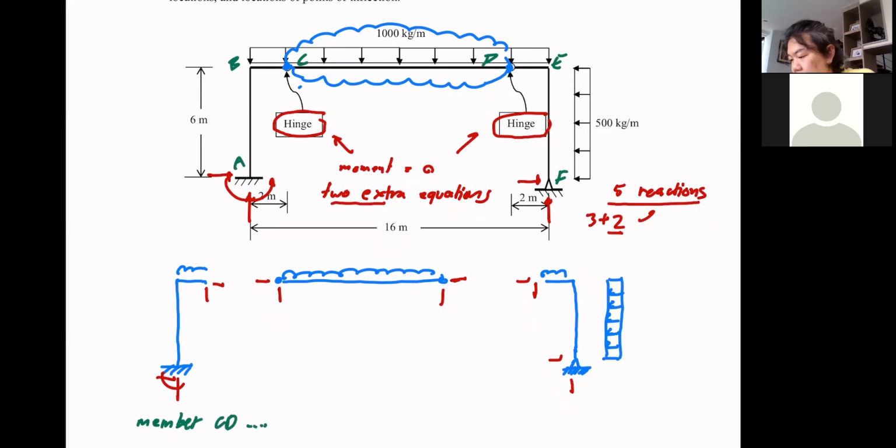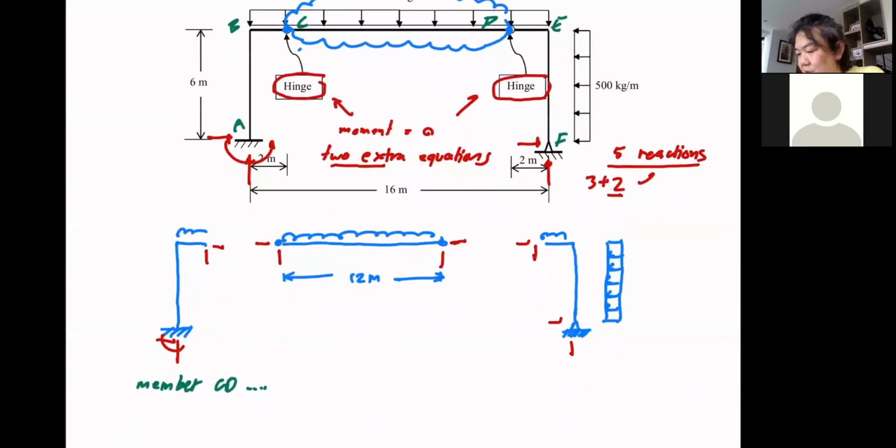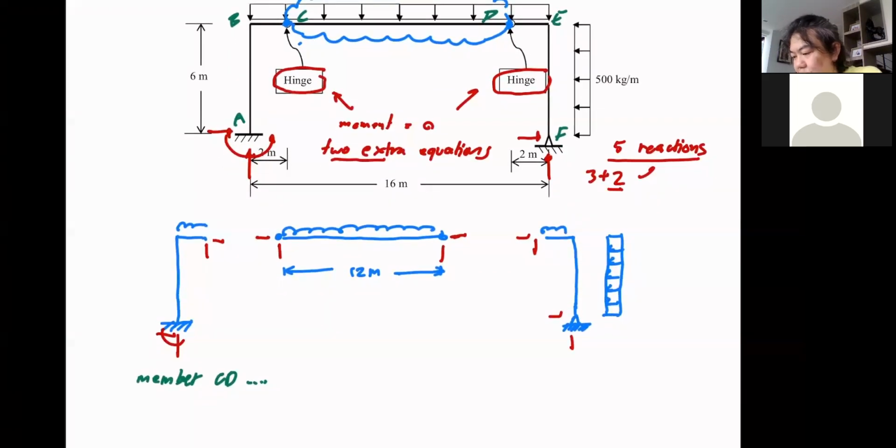Okay. How much is this? 4, so that's 12 meters long. Because both ends are the internal hinges, you can easily take a sigma moment at C and D. It's quick enough to realize that you don't even have to; you can use the sigma Fy because it's symmetric.